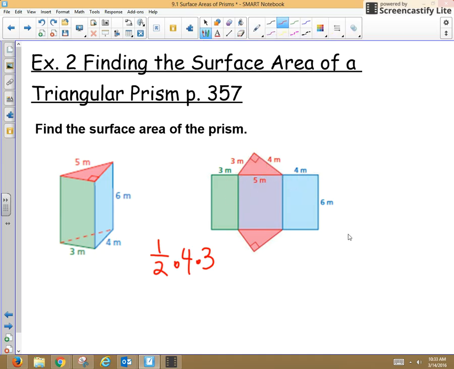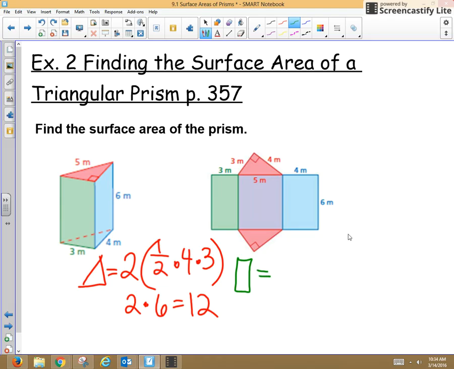Since we have 2 triangles, we want to multiply this by 2, and this will be the area of the 2 triangles. So 1/2 of 12 is 6, and 2 times 6 is 12. So the 2 triangles will give you a surface area of 12. Now we need to find the area of the lateral faces. I'm going to start with the green rectangle. Here is a width of 3 and a length of 6. So this would be 3 times 6, which is 18.